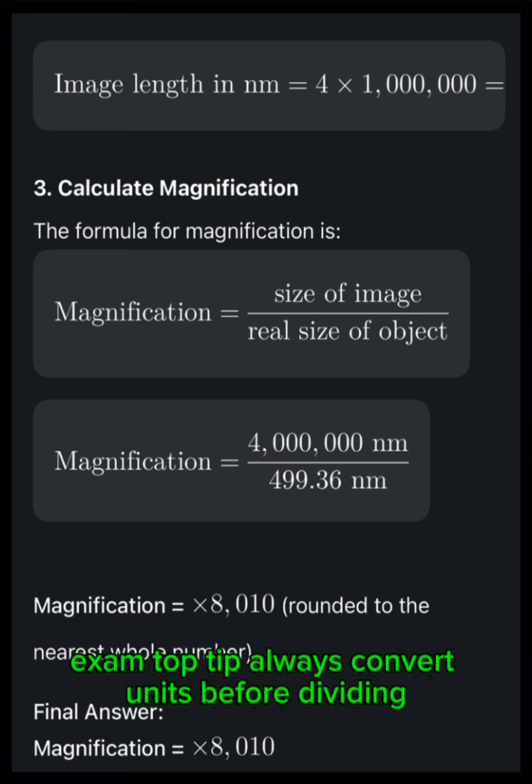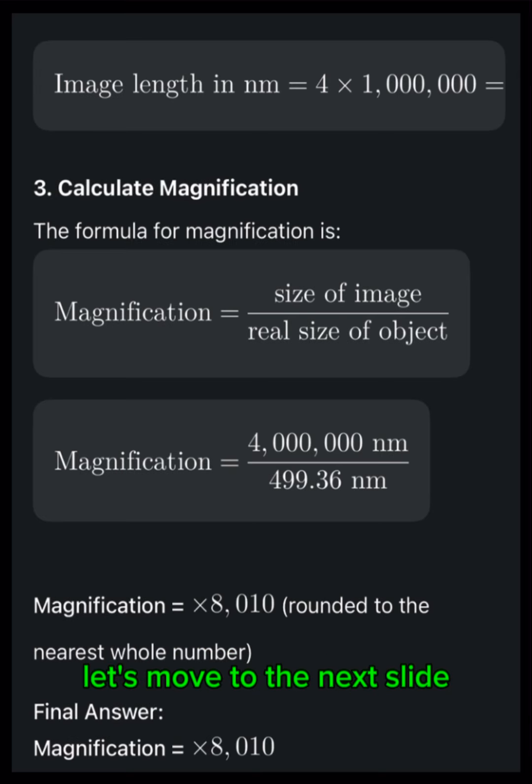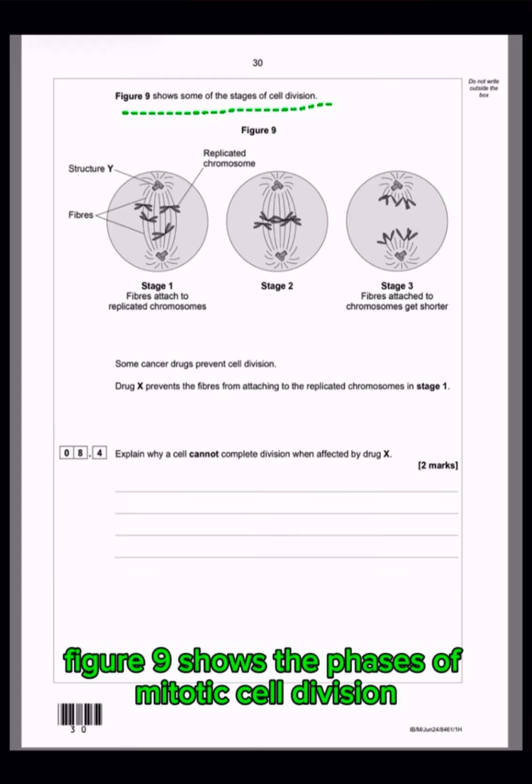Exam top tip: always convert units before dividing. That's where easy marks are lost. Let's move to the next slide, question part, where figure 9 shows the phases of mitotic cell division.